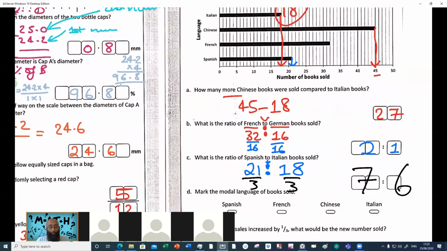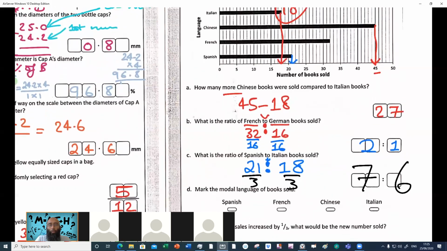Okay, part D. Lisa, read, please. Mark the major language of books sold. Okay, now, have we just only yesterday talked about the mean, median, mode, and range? These are 4 types of averages. Even though when we say average, we're normally talking about the mean, the average can also mean median, and can also have the meaning of the mode and the range and lots of other stuff as well.